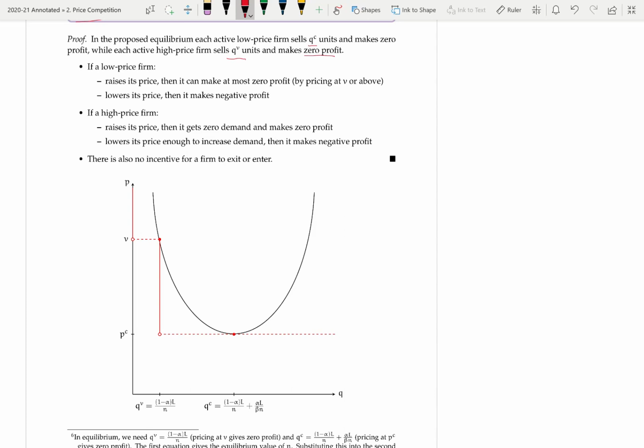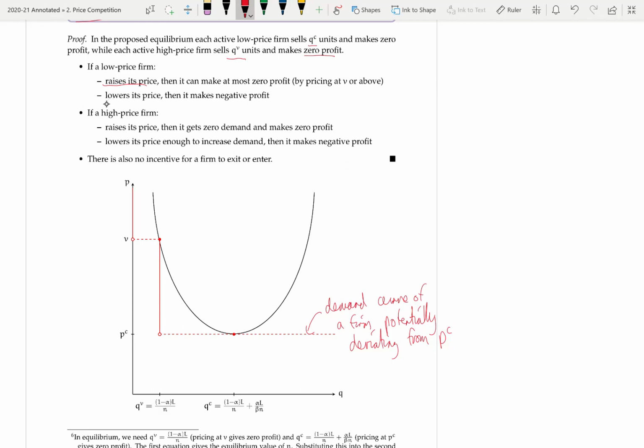So let's start by explaining the diagram. In the diagram, the red line is the demand curve of a firm that's potentially deviating from pricing at PC. So let's consider a low price firm. If they raise their price, then they're going to want to raise it to V, and the most they can make is zero profit. If they raise it to V, then they're going to sell only to the tourists, they're going to sell QV, and they're going to make zero profit. If they raise the price above V, then they also make zero profit.